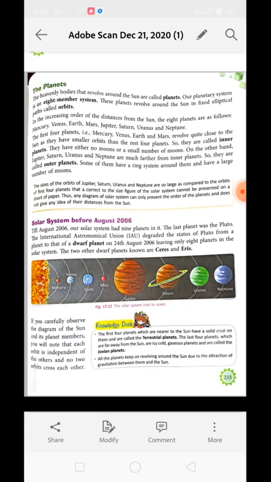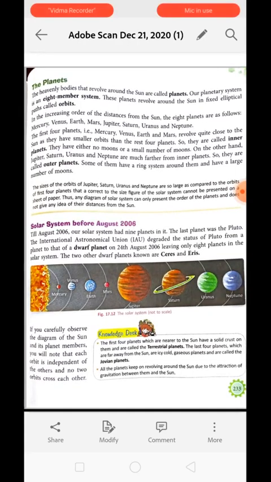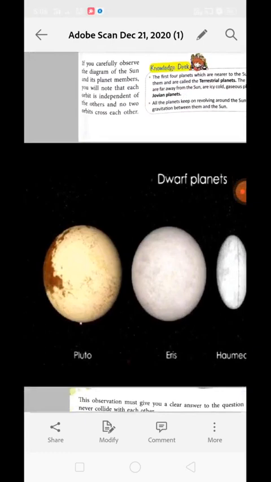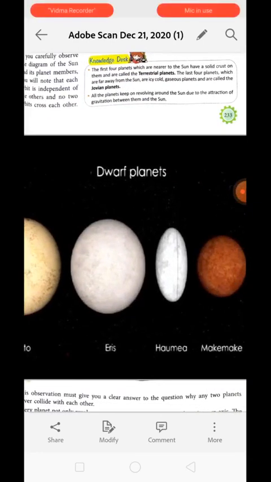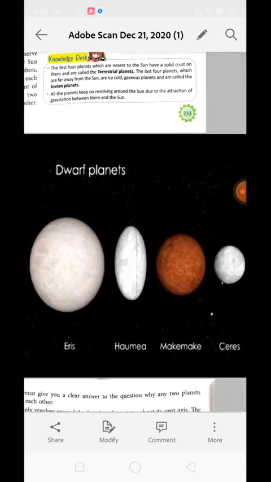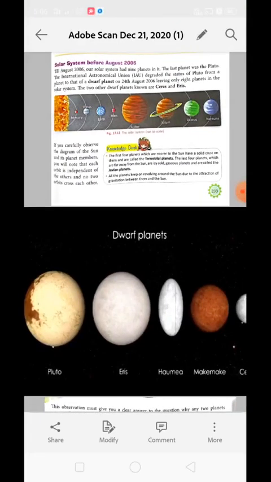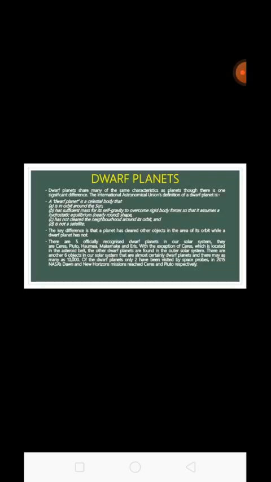The International Astronomical Union, IAU, regarded Pluto as a dwarf planet instead of a planet. You can see we have several pictures of different kinds of dwarf planets like Pluto, Eris, Haumea, Makemake and Ceres. These are all referred to as dwarf planets. On 24th August 2006, only 8 members were left in our planetary group, and these dwarf planets were separated. Dwarf means small in size.